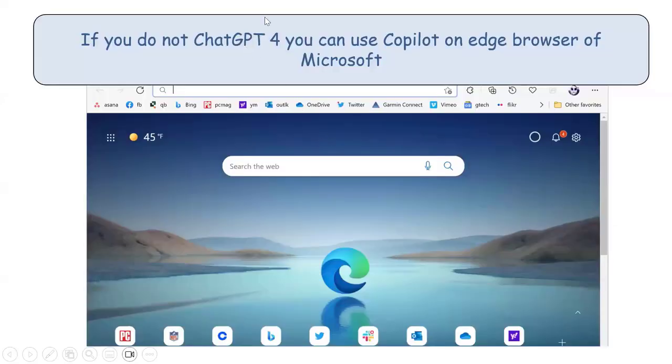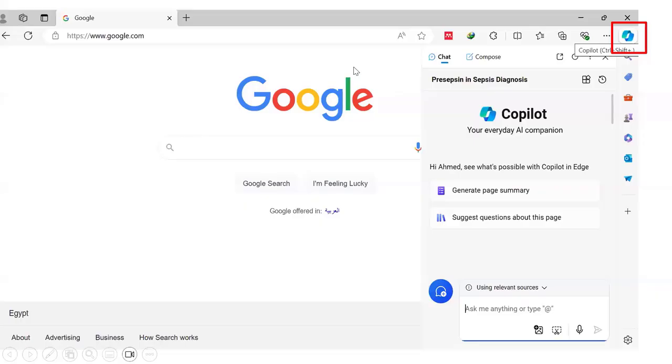So if you don't have ChatGPT 4 and you need to search the internet using artificial intelligence, you can use what's called Copilot, in the Edge browser of Microsoft. You go to the Edge browser of Microsoft and click on this icon. You will get Copilot, which is ChatGPT-based, and you start searching in this box to get real-time search if you don't have ChatGPT 4.